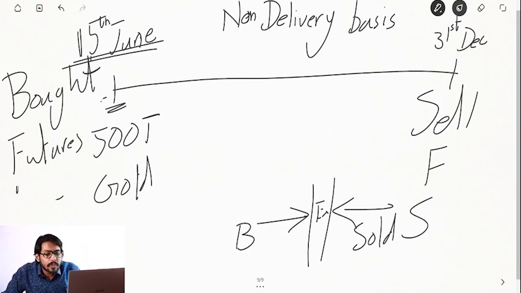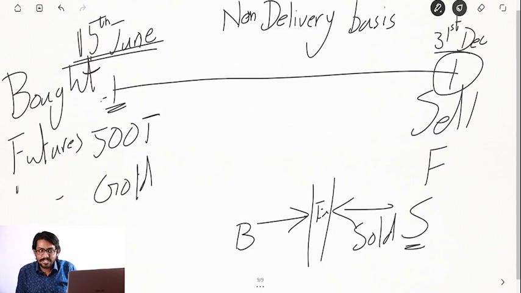That futures you will sell on 31st December, and you will get the value of futures on that date. What does a seller do on 15th June? On 15th June, he is entering into a contract to sell gold, or rather he is selling futures. On 31st December, he will buy futures and they will cancel out each other.